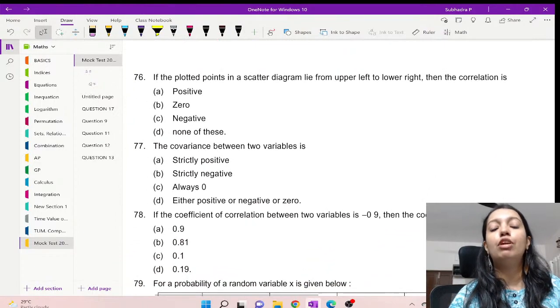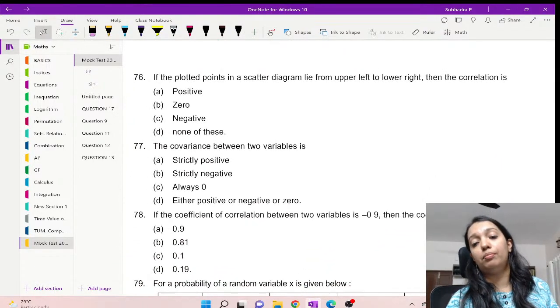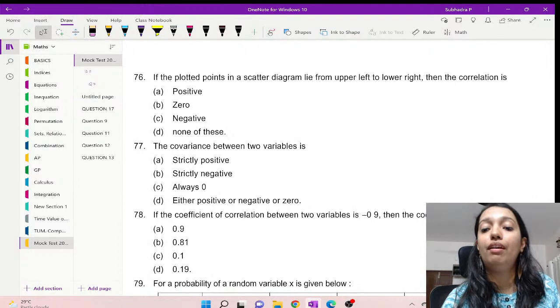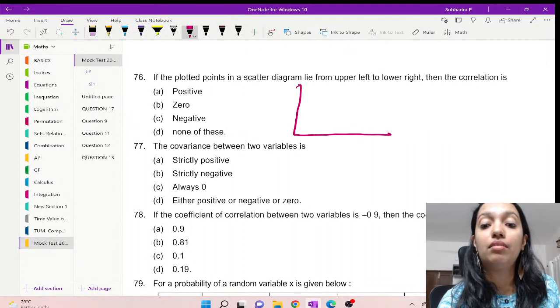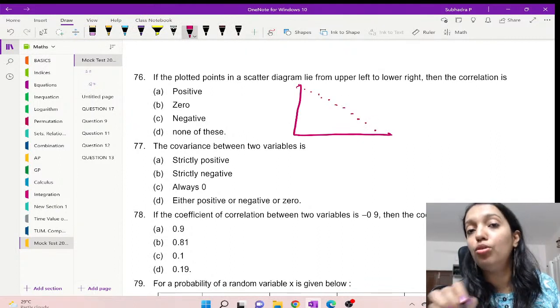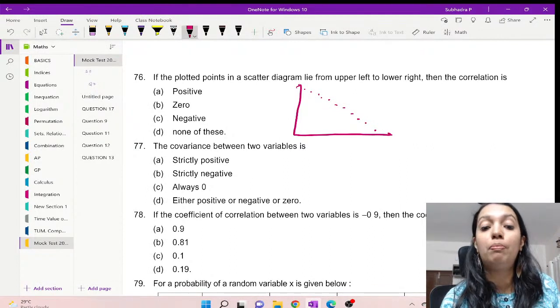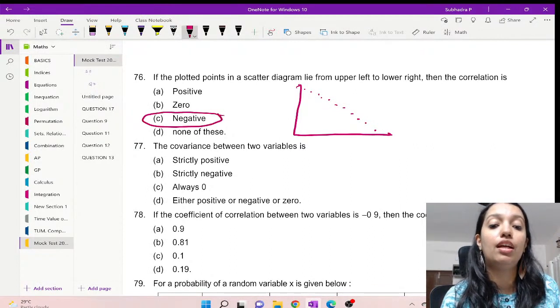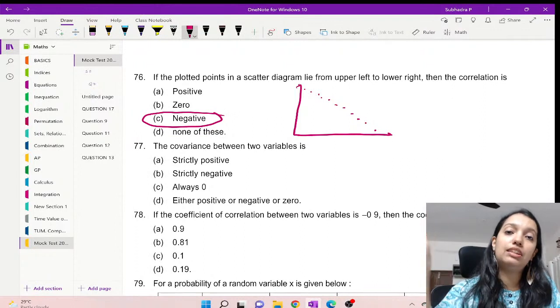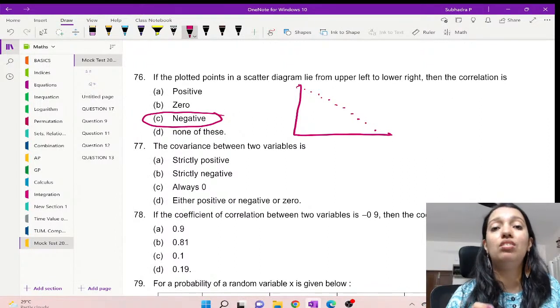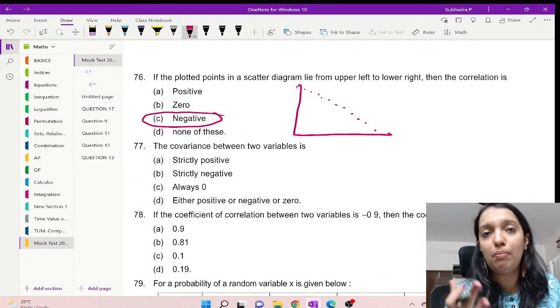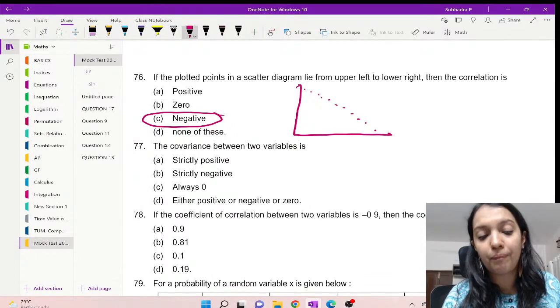Next. If the plotted points in a scatter diagram lie from upper left to lower right. Scatter diagram means I need to draw the diagram and plot the points from upper left to lower right. This type is known as negative correlation. Like this is positive, like this is negative. Another type is 0. Zero is not a major type, but it means there is no correlation between them.